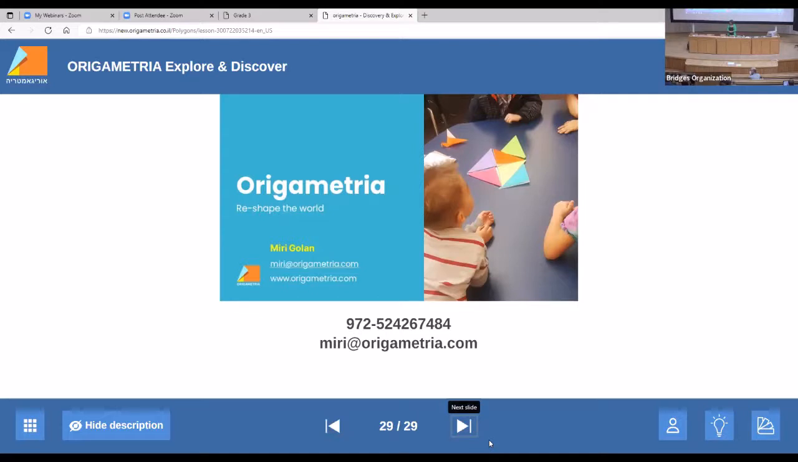So the question is, what is the debugging process for the pedagogy that is involved in this origametria site? You give an example where the students fold wrong and what you do, is that what you mean?